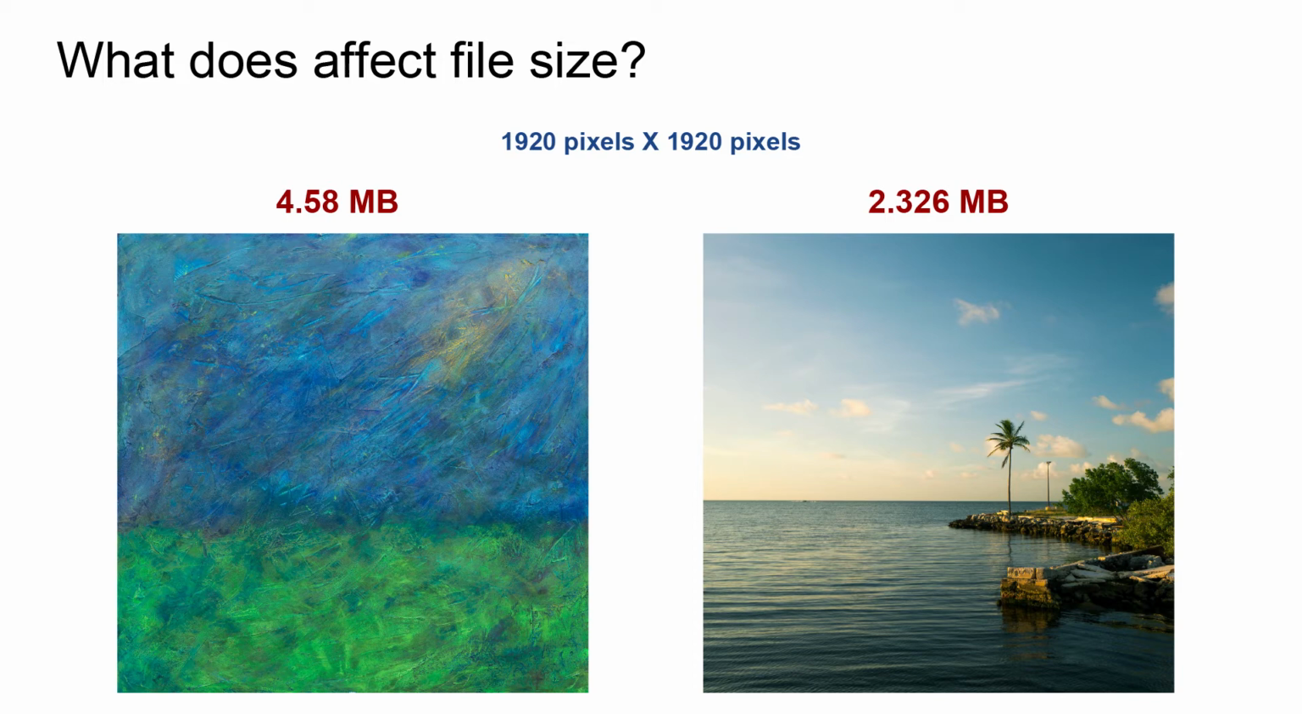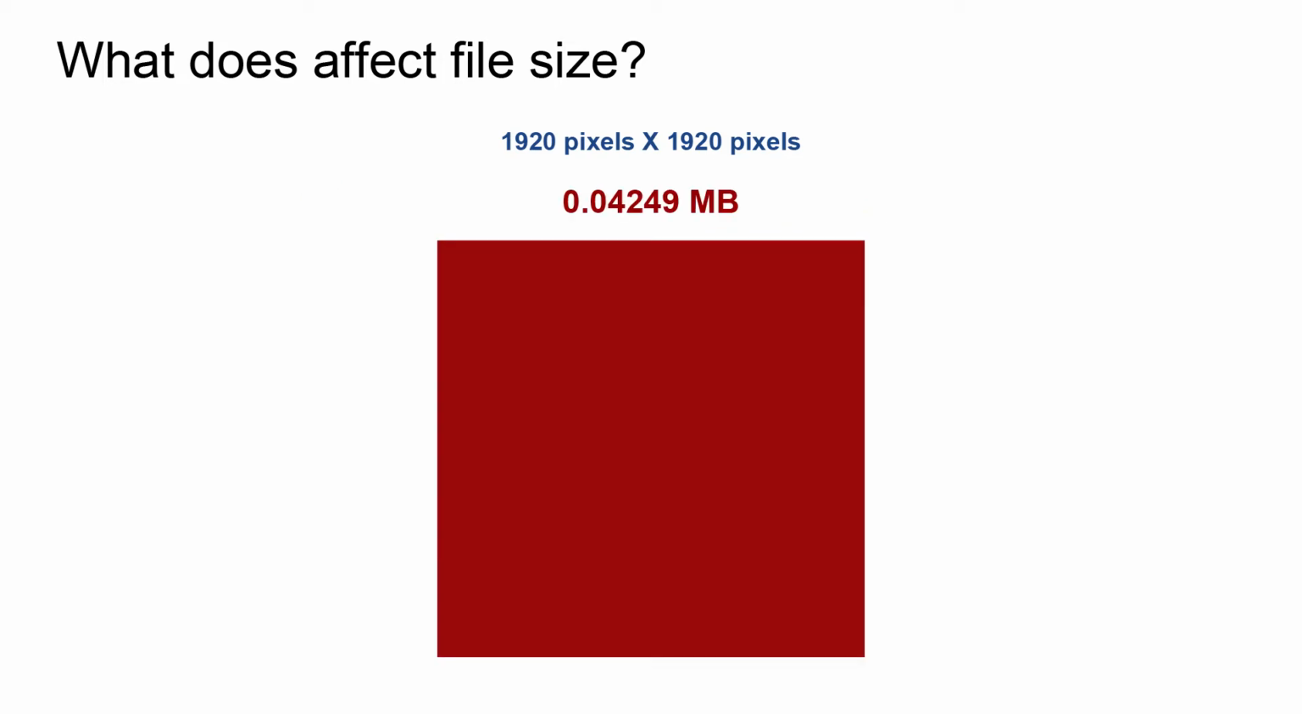The same picture next to it, still a pretty good amount of color in it, but not nearly as much as all that texture and everything. It came to 2.326. Same actual pixel dimensions, but the file size, the storage size, is different. And to show you how much this actually makes a difference, that red square is 0.04 yada yada yada. So one solid color is not even close to a megabyte.